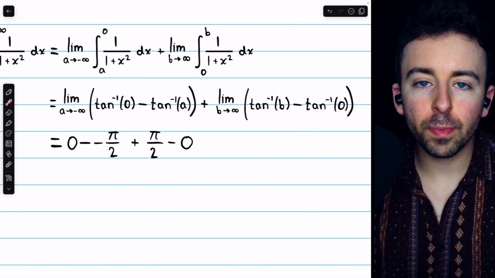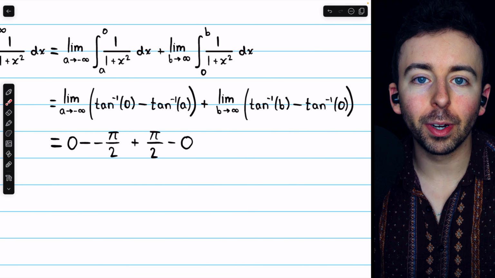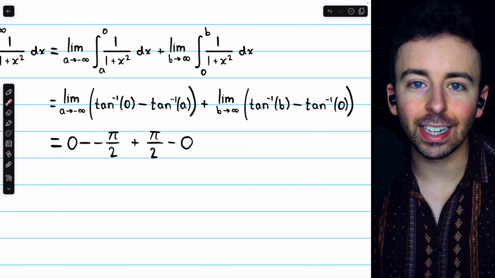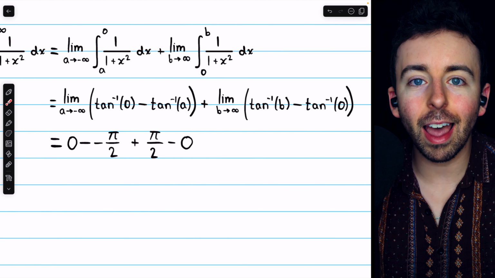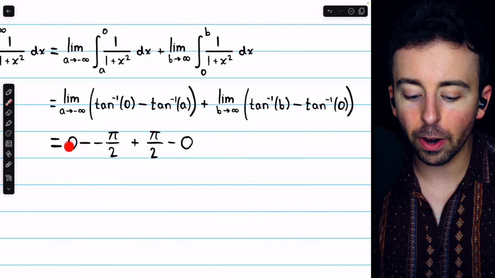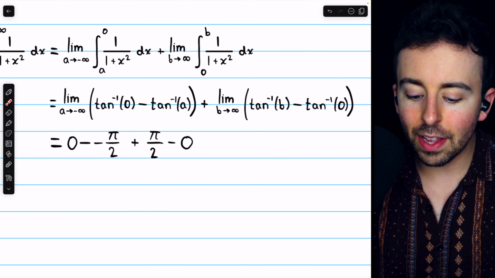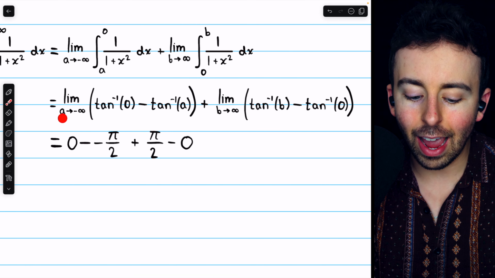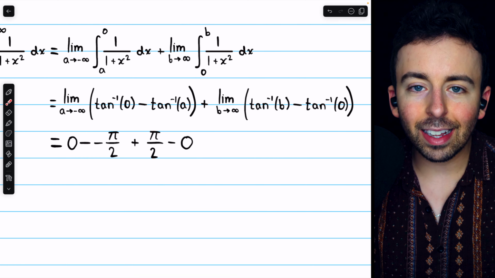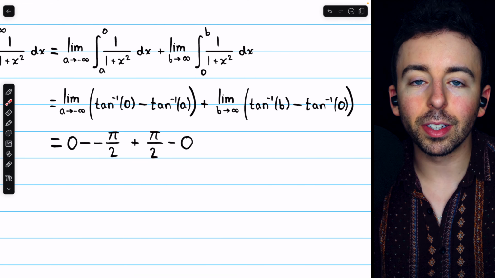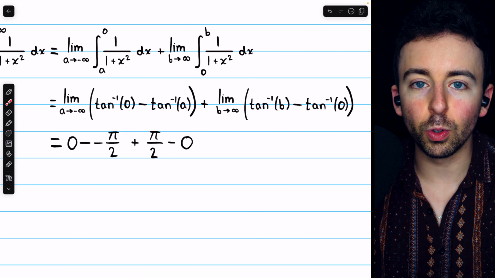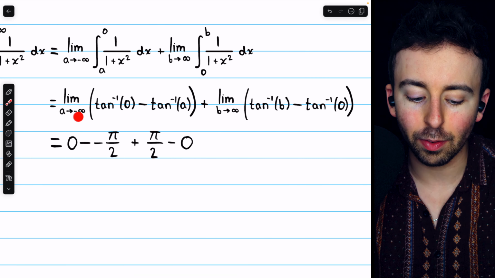Arctan of 0, that's going to be whatever input tangent needs to output 0. Tangent outputs 0 when sine is 0, and sine is 0 at 0. So arctan of 0 is 0. And then arctan of a, as a goes to negative infinity, that's going to be whatever the input of tangent needs to be to diverge to negative infinity.